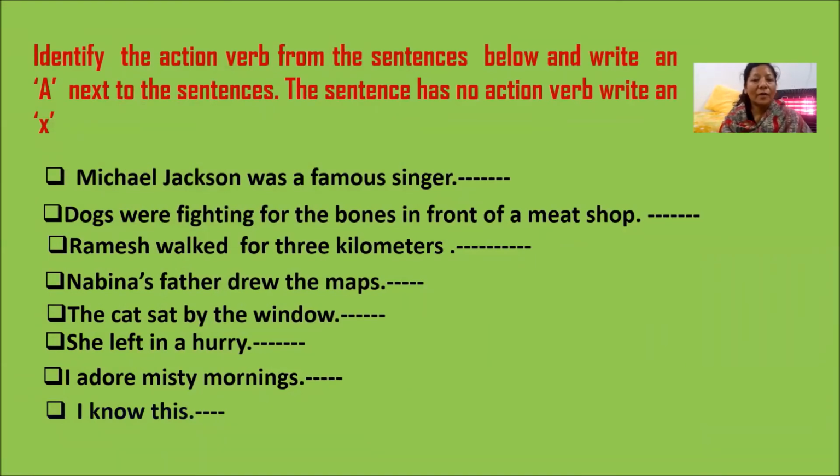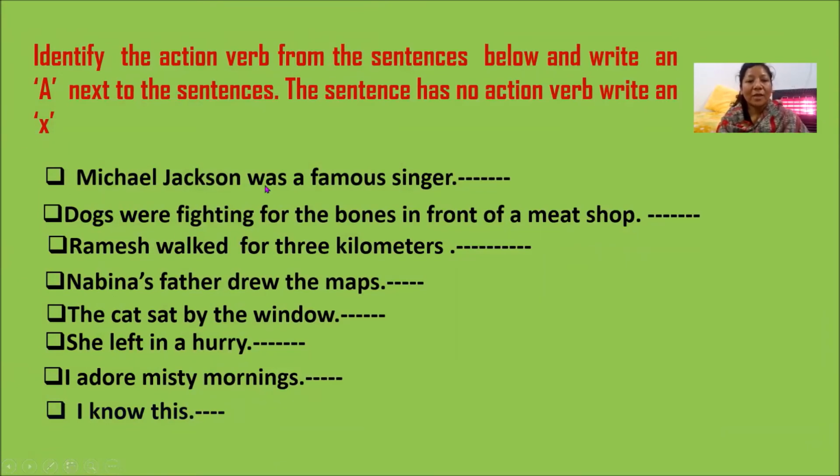Here, identify the action verb from the sentences below. Here, both verbs are used, stative or action. So you have to identify the action verb. If the sentence has an action verb, write A next to the sentence. And if the sentence has no action verb, just write S this time, okay?